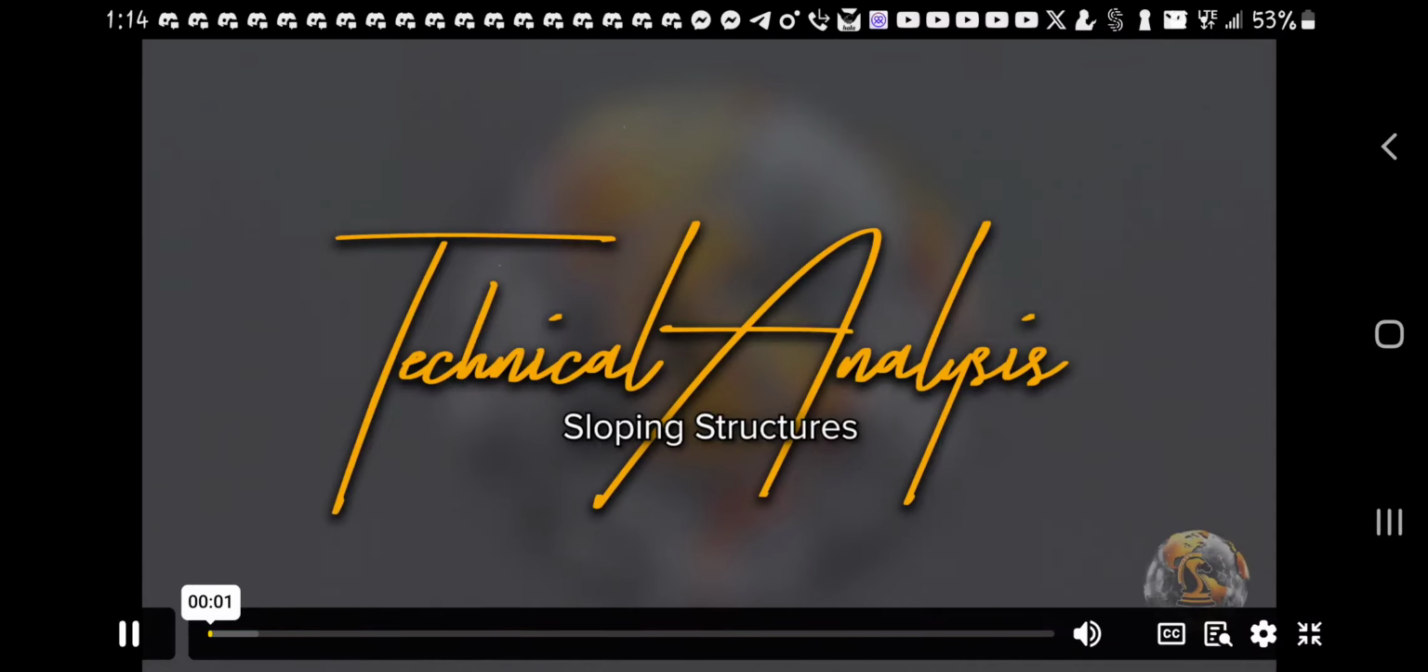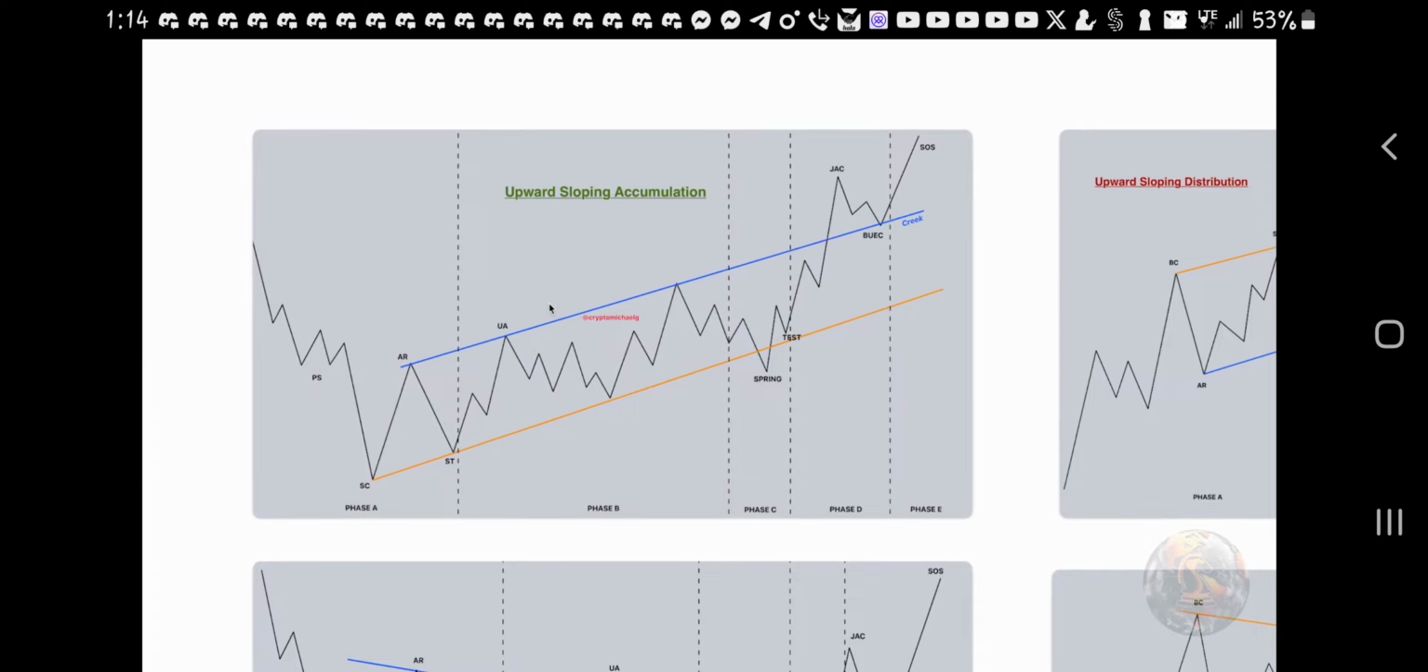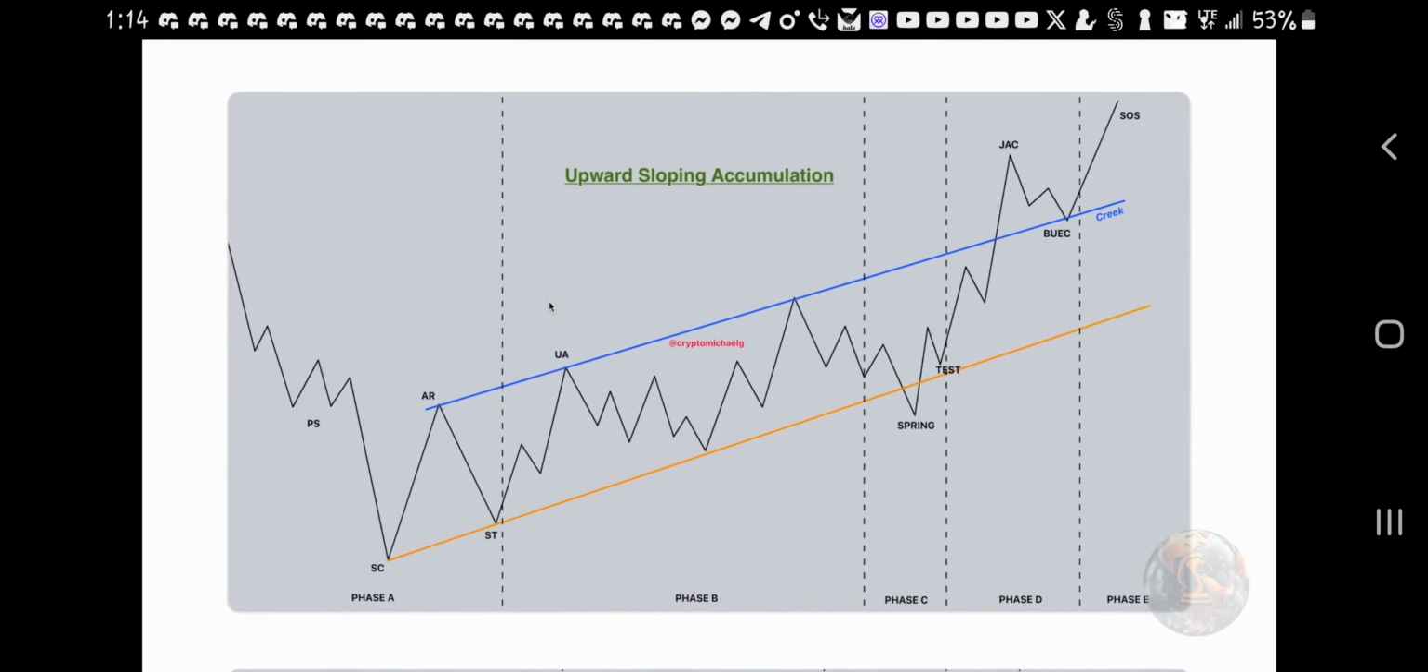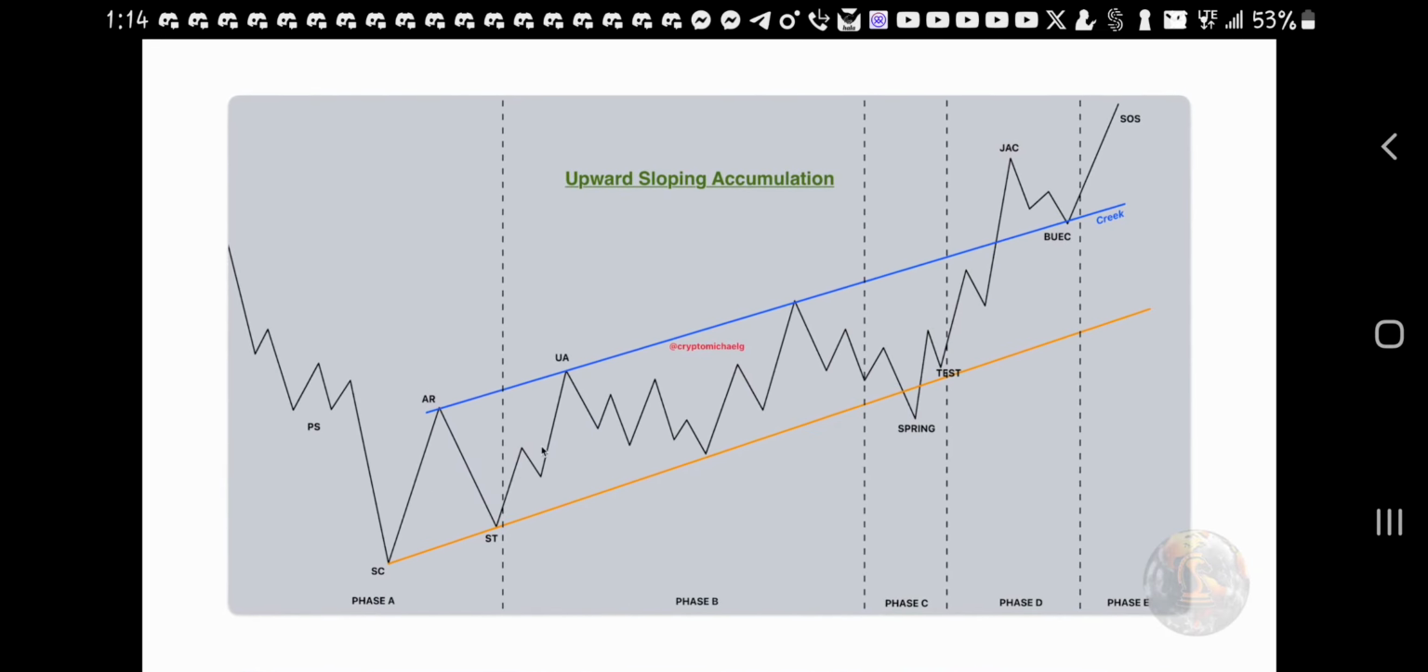We have the four main sloping schematics, and I'll zoom in on each one and talk about them one at a time. We have an upward sloping accumulation, right? So instead of it going sideways and giving you the nice spring that you want and all the different terms that we've talked about, this is where it accumulates in an upwards manner.